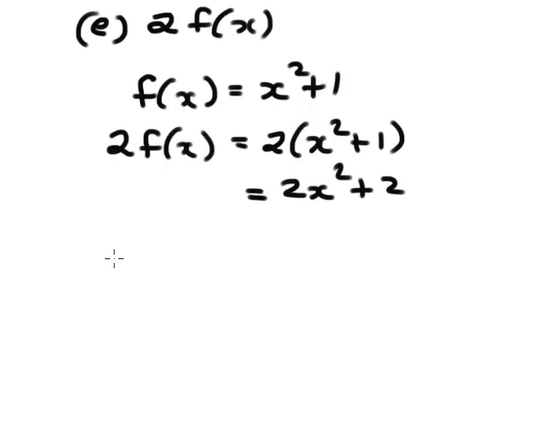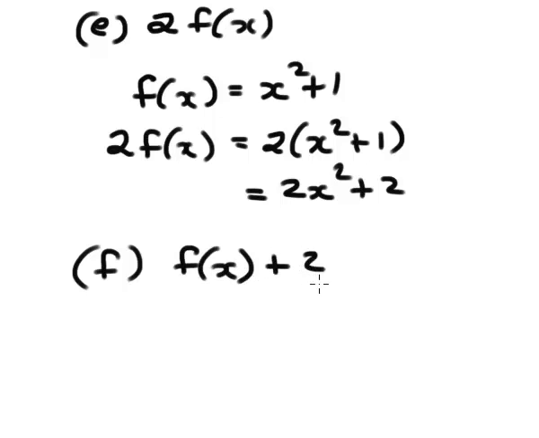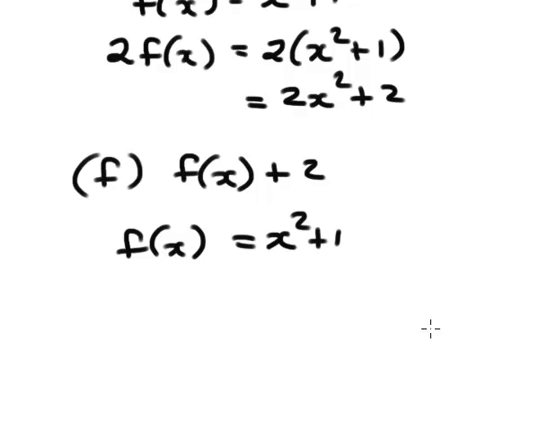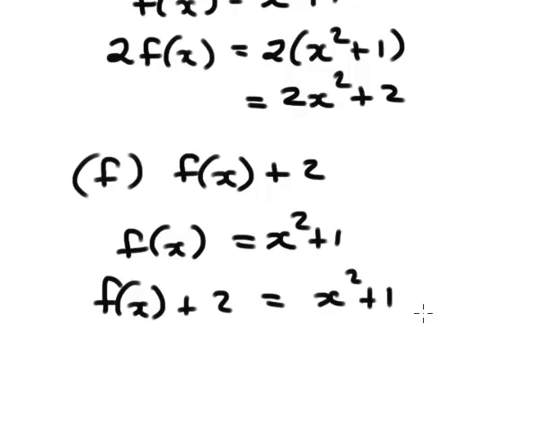Okie doke. Alright. Now number F, have a look at this one. What is f(x) plus 2? Well, that's easy. We know that f(x) is x squared plus 1, and we want to add 2 to whatever f(x) is. So what we do on the left, we do on the right. So we're adding 2, and then this becomes x squared plus 3.